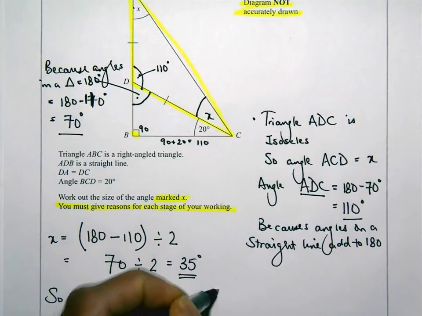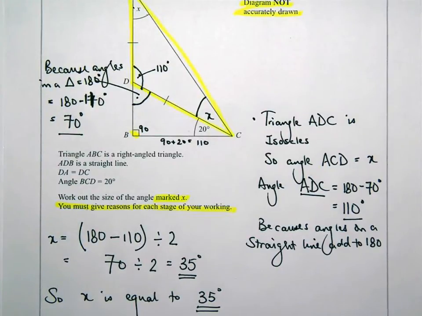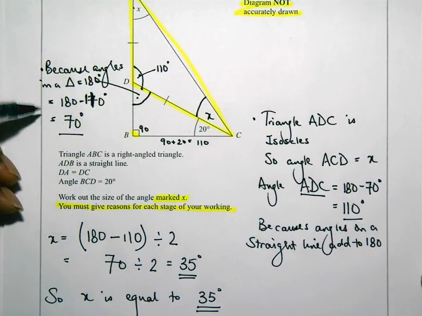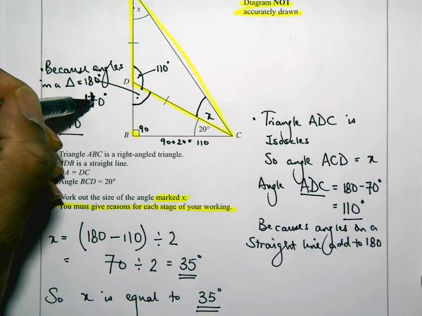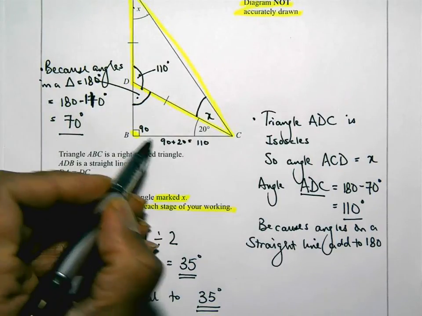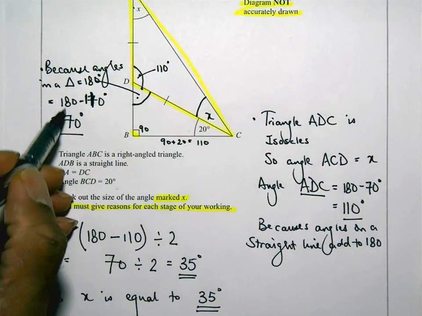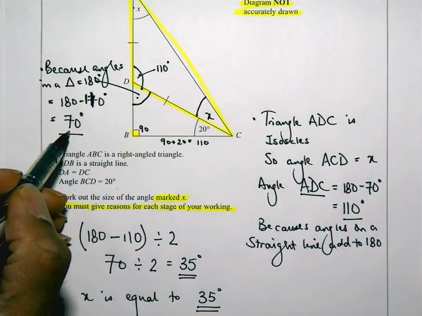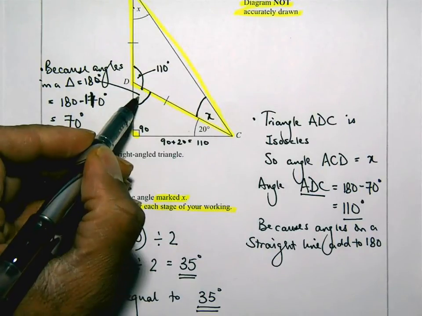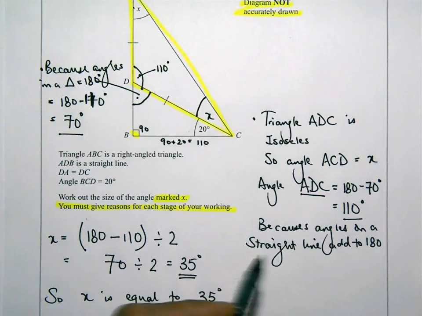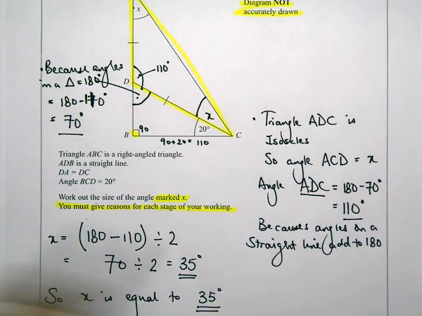Now at each stage I've shown my working and I've given a reason as well. So up here I've said because the angles in a triangle add up to 180 degrees, 180 take away 110. And how did I get 110? 90 plus 20 is 110. 180 take away 110 is 70. So that means this angle up here is 70. Those two angles are on a straight line. Because angles on a straight line add to 180 degrees, that means that 180 take away 70 is going to give me 110.